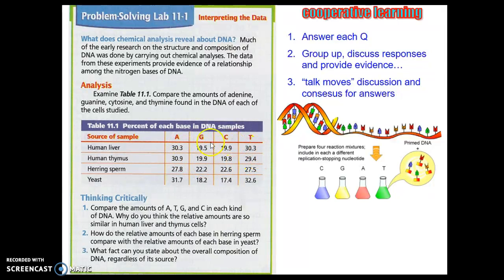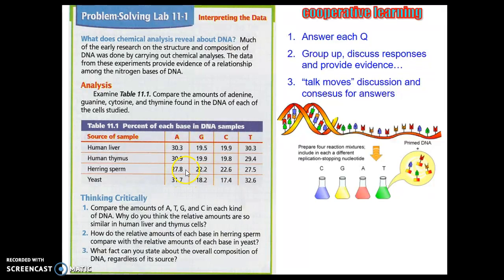Why are they more similar to each other than they are to the other cells? That's what your answer is here. Number 2 is, how do the relative amounts of each base in herring compare with the relative amounts of each base in yeast? So you compare the fish sperm with the yeast, and you have to give one thing, just by looking at the percentages of A's, G's, C's, and T's, what's one thing you can look at this table and say when you compare or contrast fish sperm from yeast?